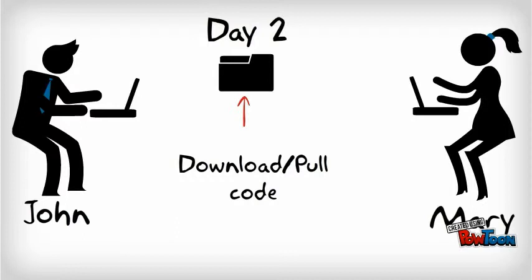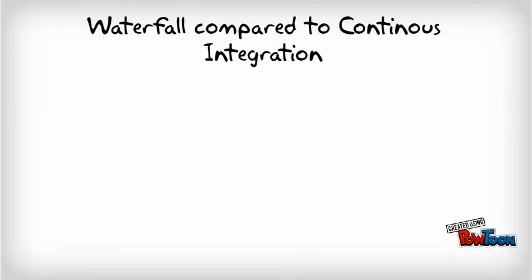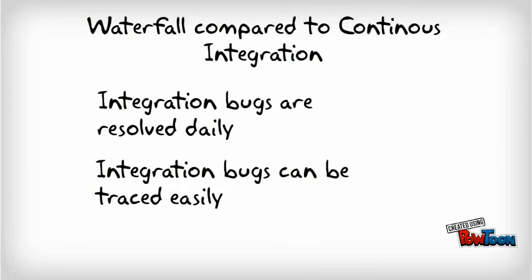Mary and John will resolve integration bugs on a daily basis and time is saved as the possible cost of the problem is minimized. In conclusion, instead of spending time at the end to solve integration bugs, they can now save time as integration bugs can be traced to their cause easily when daily integration is practiced.